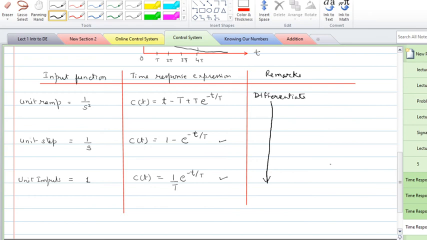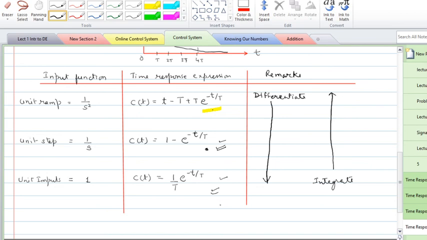Similarly, if we integrate this function, then we will get the response which was for unit step input, and if we integrate this function, then we will get the response received at the time of unit ramp input. So if we differentiate, we have to move this side, and if we integrate, then we have to move this side.